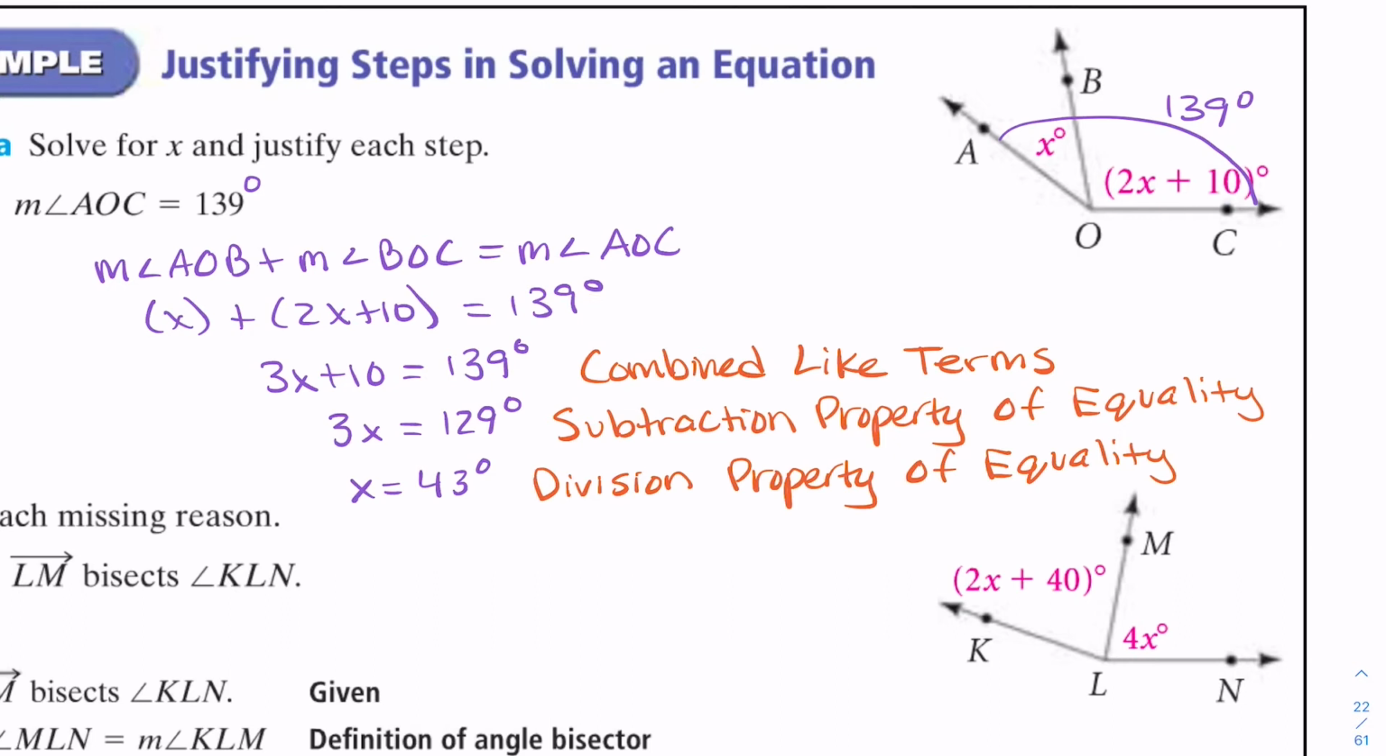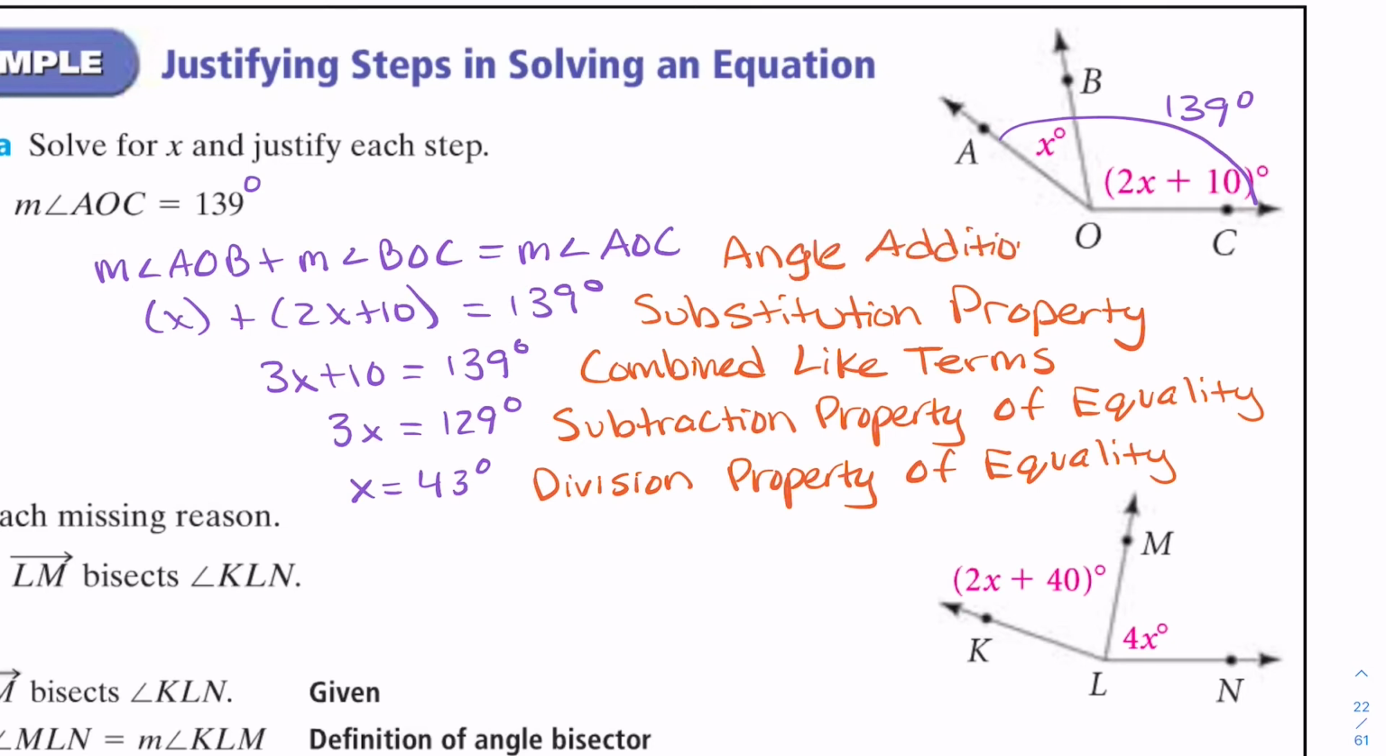I used the substitution property. And not of equality, just property, okay? And how did I get to this first step? That's the true question. You know what? That is a theorem called, and we've already talked about this, it's called the angle, well, it's a postulate, the angle addition postulate, right? Just like the segment addition postulate. So the angle addition postulate gets me that.